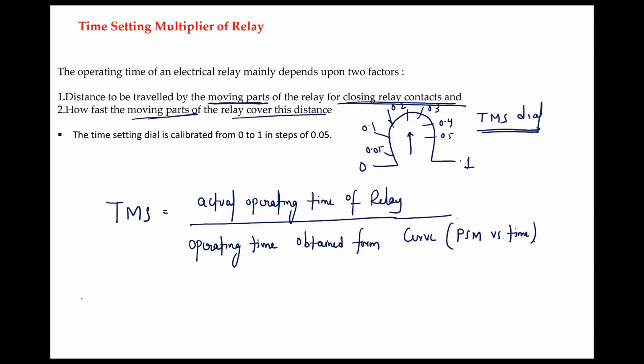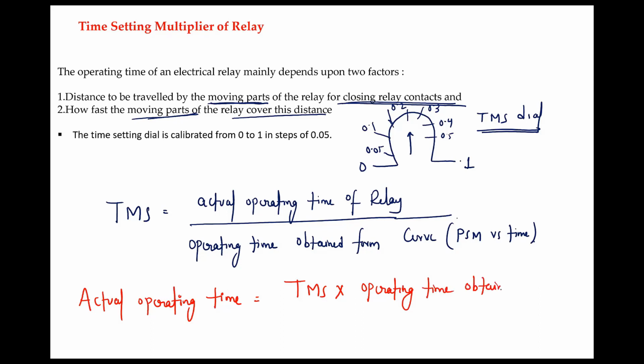So actual operating time in this case will become how much? Actual operating time is equal to TMS setting multiplied by operating time obtained from the overcurrent curve. Okay, this is about the time multiplier setting.